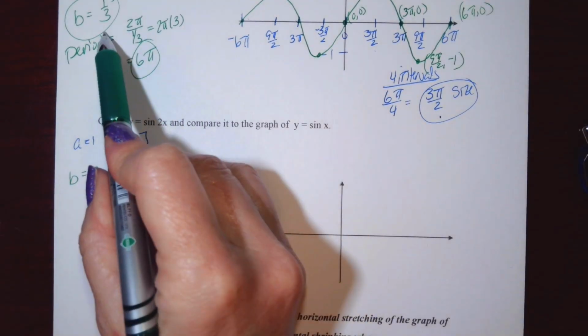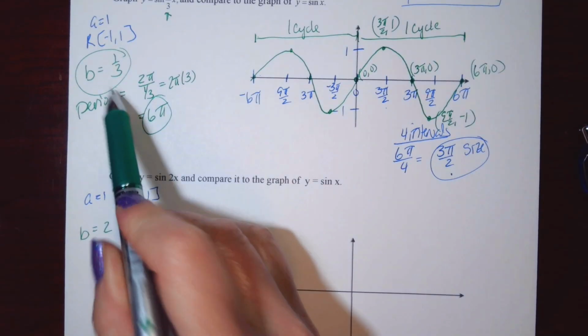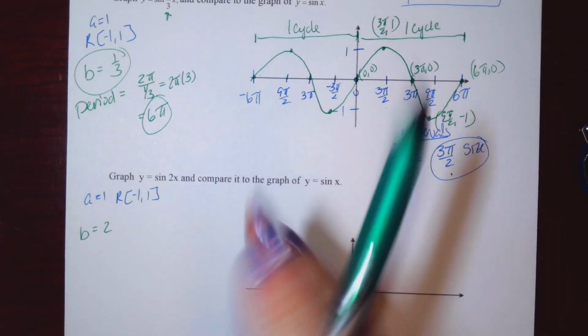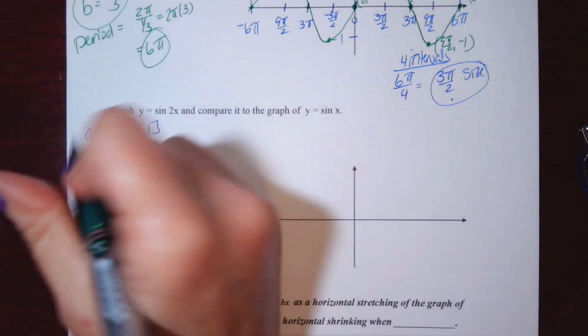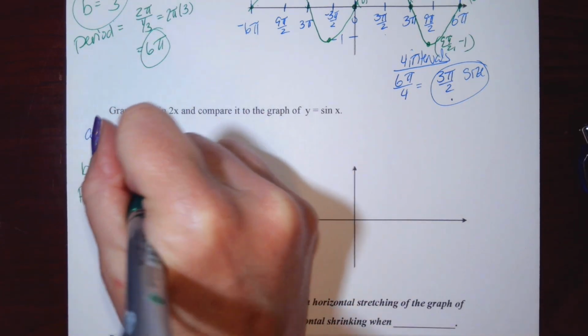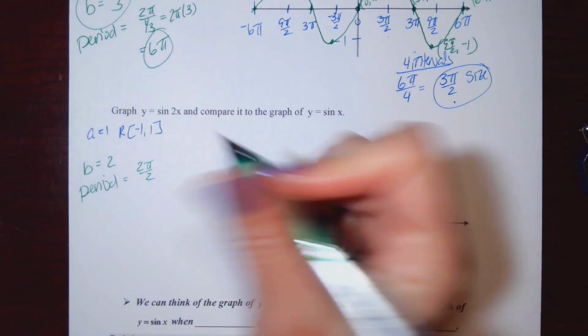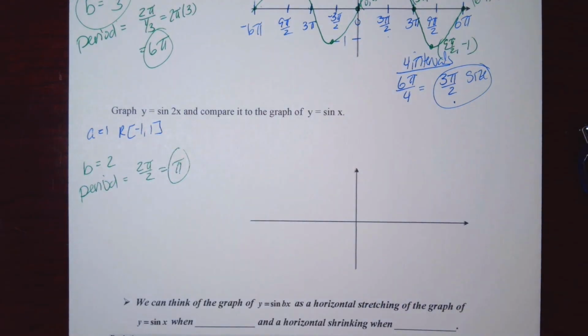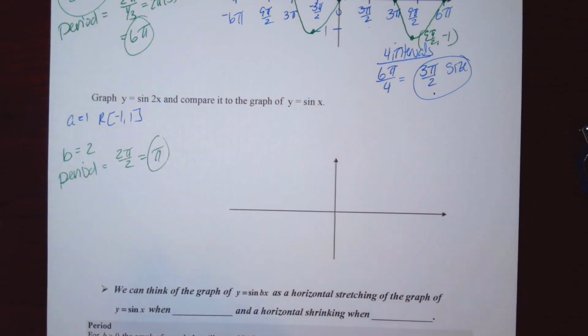When I had a fraction here, I did a stretch. It stretched it out horizontally because I'm dividing by that fraction. Now that I have a whole number, it's going to give me a horizontal shrink because I'm dividing by that value 2. Well, 2 pi divided by 2 means that it's going to complete one cycle in just pi radians instead of taking 2 pi radians, which is standard.